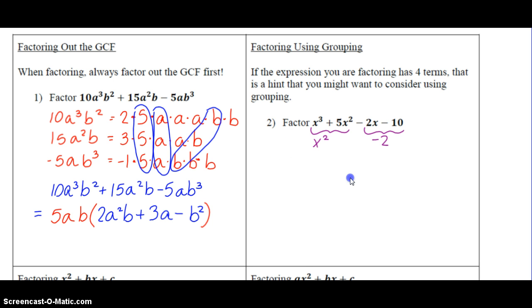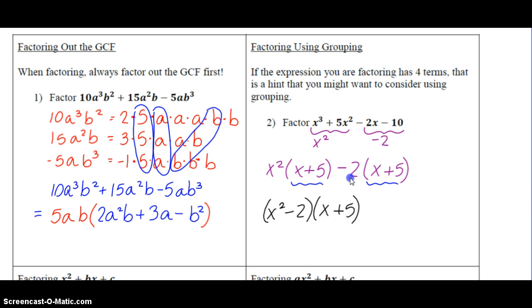So what we're going to do is factor out x squared from the first group, and we end up with x plus 5. And we factor out negative 2 from the second group, and we end up with x plus 5. Okay, so now we have another common factor, this x plus 5. So we can rewrite this as (x squared minus 2) times the other factor, (x plus 5). So now we've rewritten our original expression in factored form.